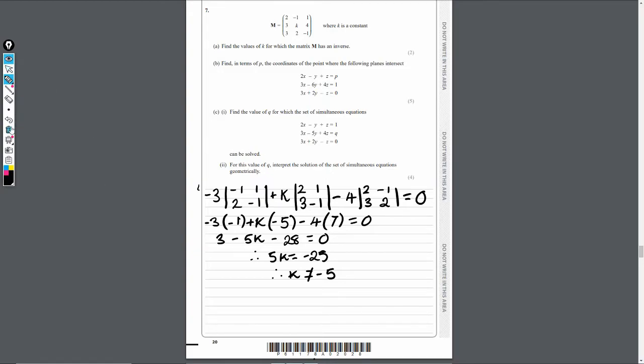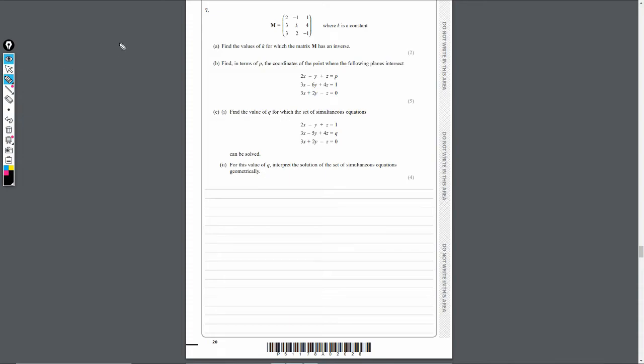So we'll just quickly clear all this. Let's jump on to part B now. So part B, what have we got to do? Well, we've got to find, in terms of P, the coordinates of the point where the following planes intersect. So we're looking at this set of equations.